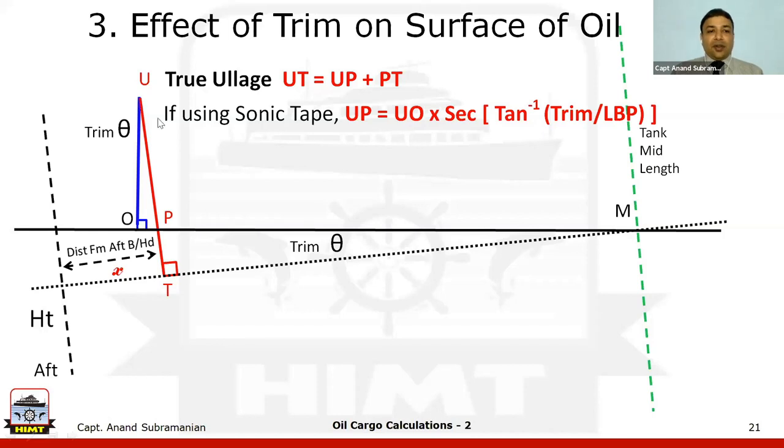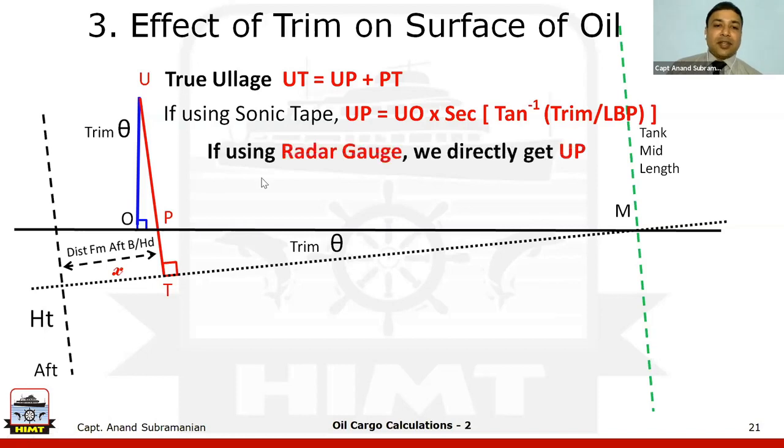Otherwise, UP is the value which is given if the radar gauge is used. That means there are two variations over here. In one, we're using a tape, which will follow the path of UO. If you're using a radar gauge, it will follow the path of UP. If you already have UP in hand, then we don't have to do any more correction, because the correction is required only because we have UO in hand. In the radar gauge, we directly get the value for UP, so no further corrections are to be applied.